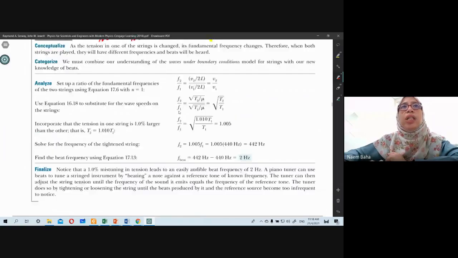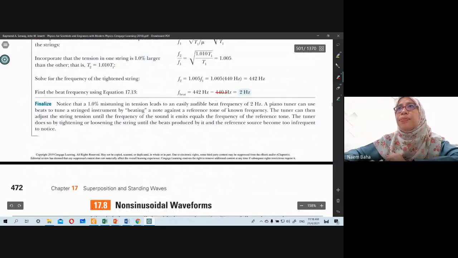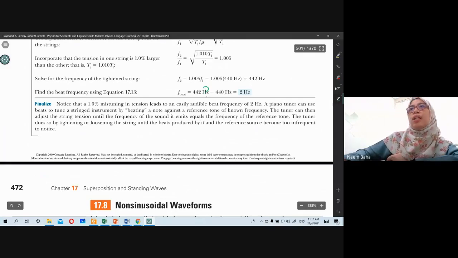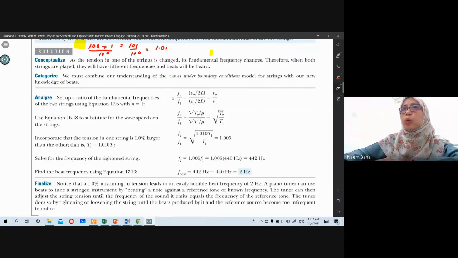The original is 440. So the original is here, so we have the data. But what will be the new one? This one is how to get it. Now what we do is divide the 2 expressions. Why? Because they have quite a similarity.